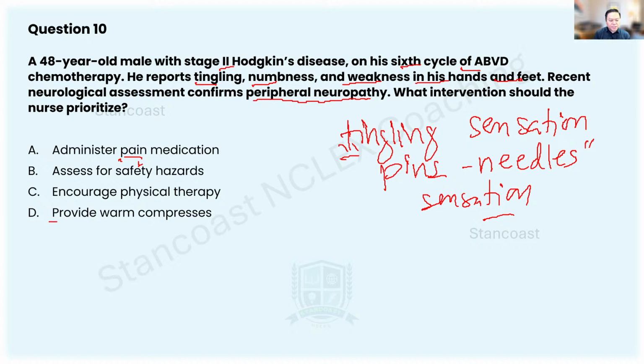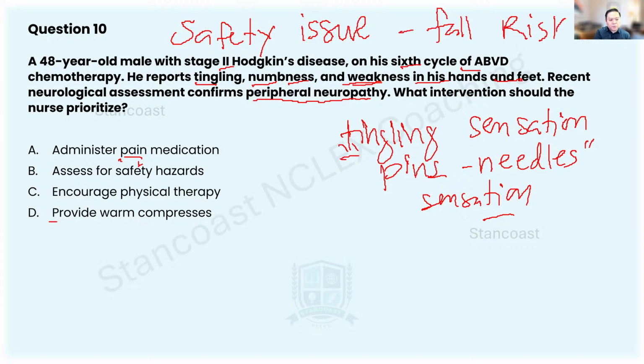Let's take a look on letter D, provide warm compress. Do you think that this will keep our patient safe? Okay, so what is really a problem here? There is a safety issue. Take a look into the data. There is numbness, weakness in the hands and feet. Patient is a fall risk this time. They are at fall risk this time because of the peripheral neuropathy plus the weakness of the feet and also the hands.